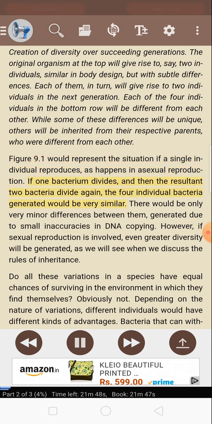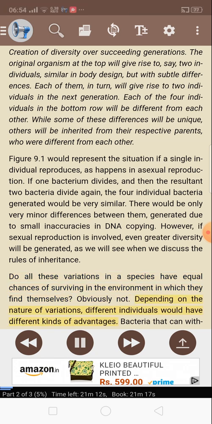If one bacterium divides and then the resultant two bacteria divide again, the four individual bacteria generated would be very similar. There would be only very minor differences between them, generated due to small inaccuracies in DNA copying. However, if sexual reproduction is involved, even greater diversity will be generated, as we will see when we discuss the rules of inheritance. Do all these variations in a species have equal chances of surviving in the environment in which they find themselves? Obviously not.